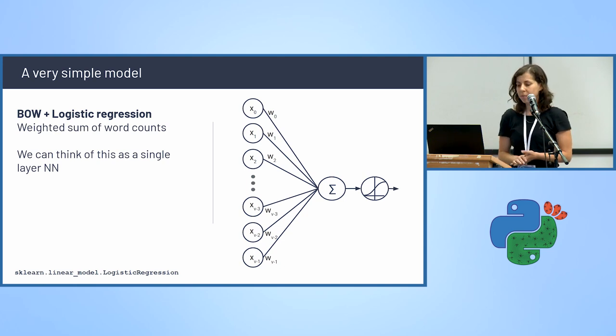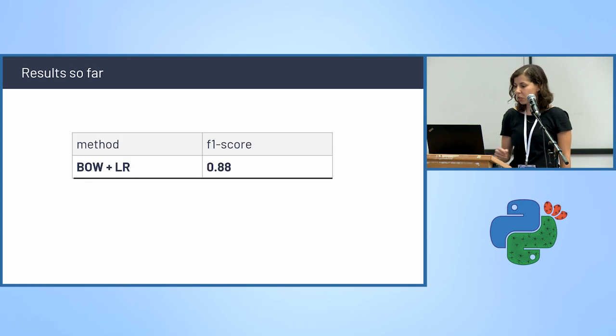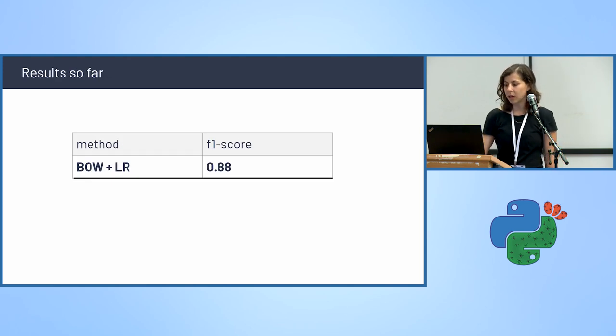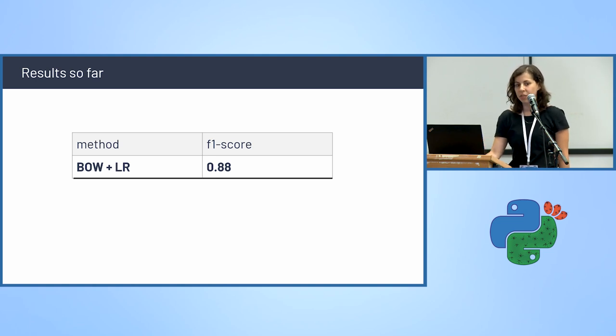We then use a simple logistic regression classifier, which is basically a weighted sum of the word counts. We can think of this as a single layer neural network if we want. It's a simple algorithm, but works actually quite well. It's simple, it's interpretable. It's easy to understand why a certain sentence was classified as scheduling or not. So we ran the model: 0.88 F1 score, which is a harmonic average of precision and recall.